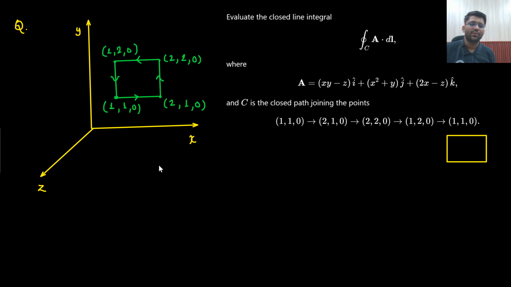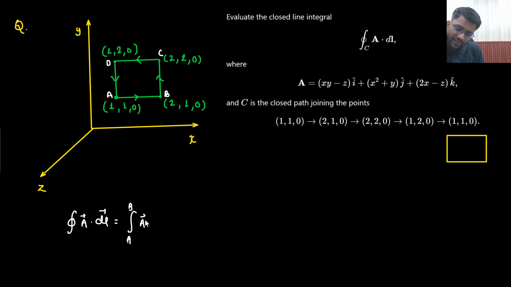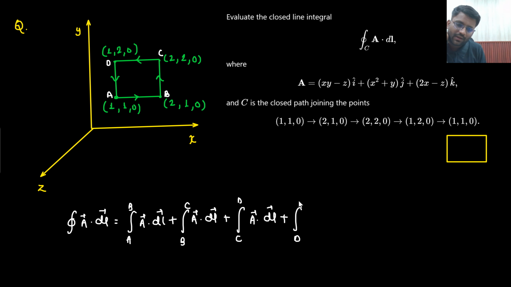Next question, try doing it on your own. This time you need to work on a closed line. That means you will start from A, go to B, go to C, go to D, and then again to A. This time you need to calculate the closed line integral of A dot dl. What does that mean? That means A to B, A dot dl, B to C, A dot dl, C to D, A dot dl, and D to A, A dot dl.